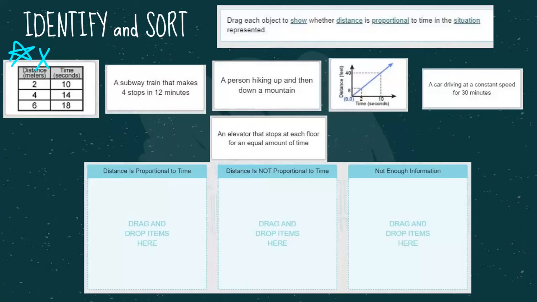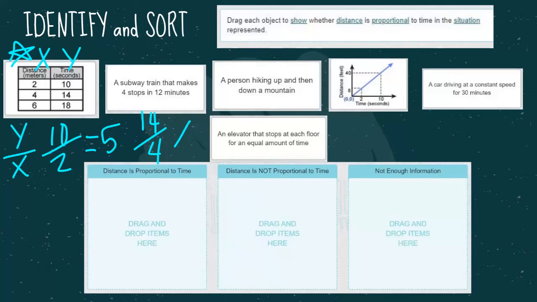If distance is x and time is y, just the way the table has been given to us, then I should be able to put every y over x and they should be equivalent. Well, 10 over 2 simplifies to 5. Does 14 over 4 simplify to 5? No, it does not. So then we're going to take this one and say it is not proportional.